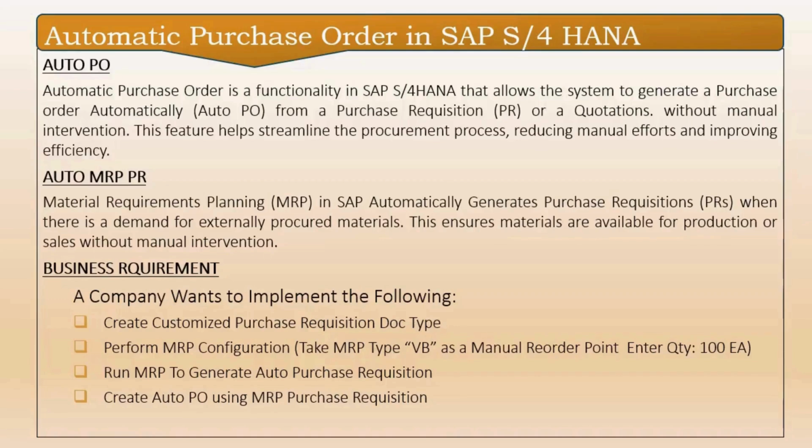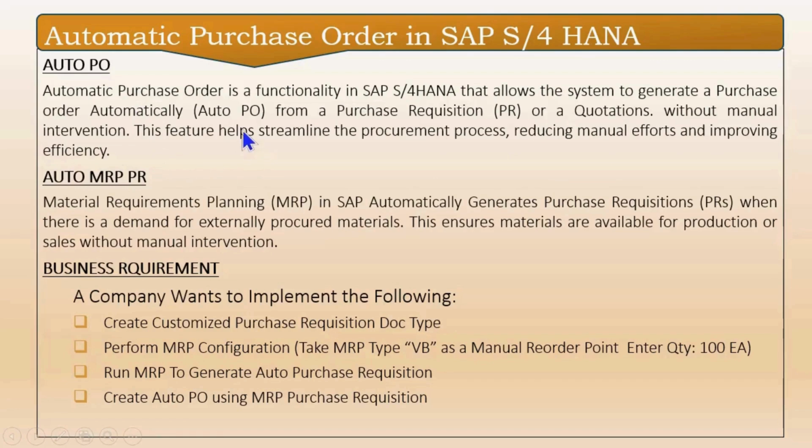Move on to the next slide. So first we'll learn what is automatic purchase order in SAP S/4HANA. Auto PO, automatic purchase order, is a functionality in SAP S/4HANA that allows the system to generate a purchase order automatically from a purchase requisition or quotations. Quotations means the request for quotations. Without manual intervention, these features help streamline the procurement process, reducing manual efforts and improving the efficiency.